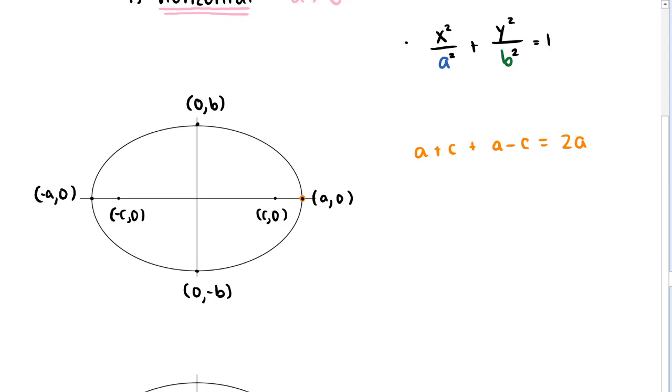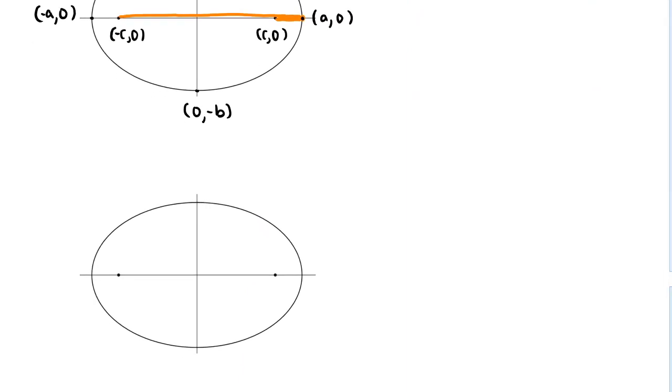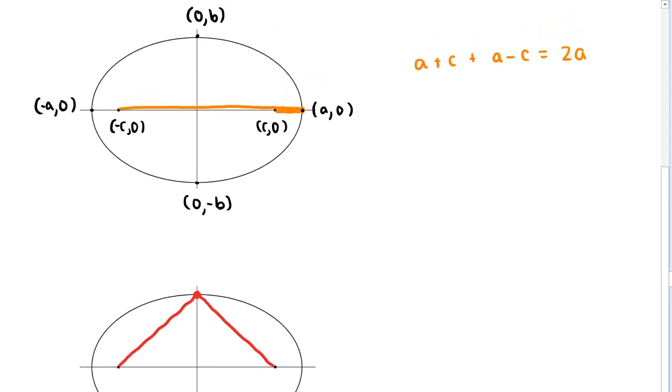Maybe I'll draw it out one more time. That's this distance added on with this distance. If we go through the same motions again, but pick a different point that stands out, maybe this point up here, and we look at the distance between that point and one focus and the distance between that point and the other focus, and we add those two distances up, they should give us the same sum as we got a moment ago, 2a.